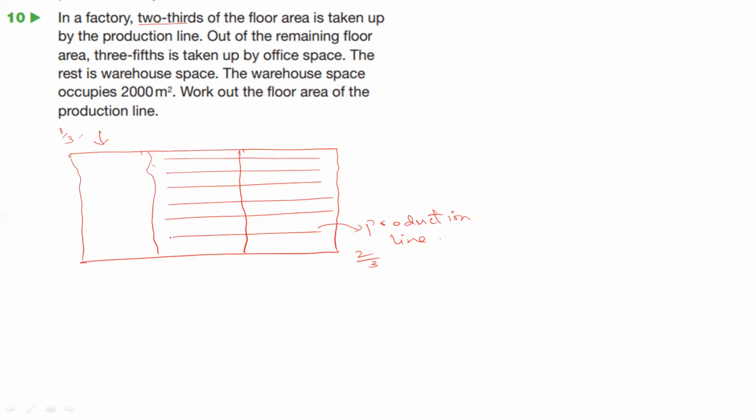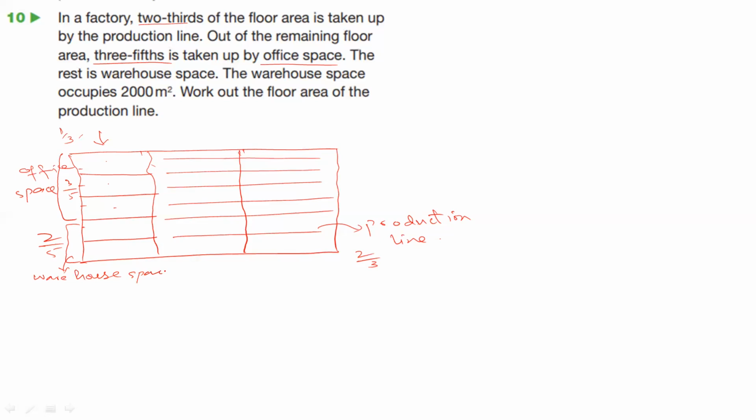So now we divide this part into 5 equal parts: 1, 2, 3, 4, and 5. They say 3/5 is taken up by office space. So this much is taken up by office space: 1, 2, and 3, which is 3/5. Now what are we left with? We are left with the warehouse, which is 2/5 of the area. This one is the warehouse space.